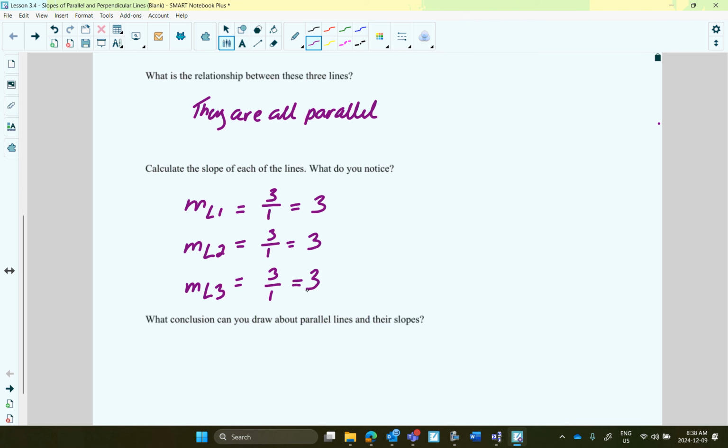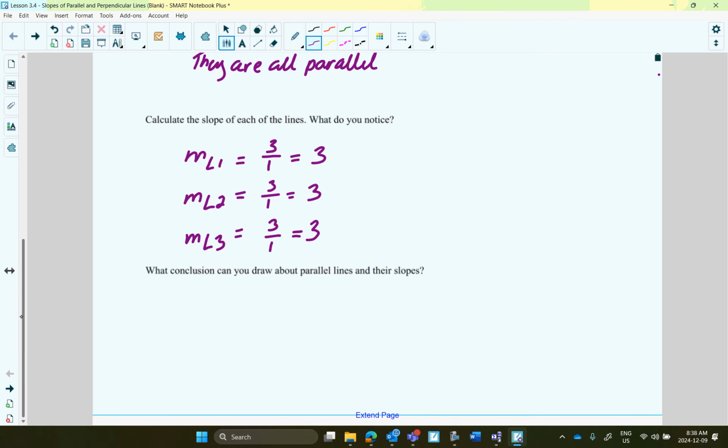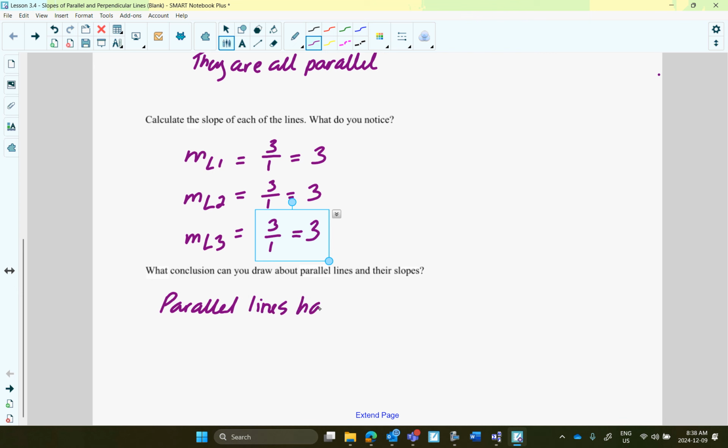So what can you tell me about the slopes of parallel lines? They're all the same. They're all equal. So parallel lines have equal slopes. Always. So if you find the slope of one line, and it turns out to be 1 over 3 or negative 2 over 5, and you're asked to find the slope of a parallel line, it's the same.